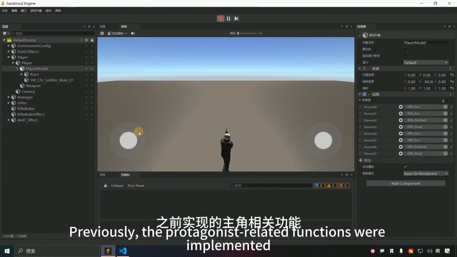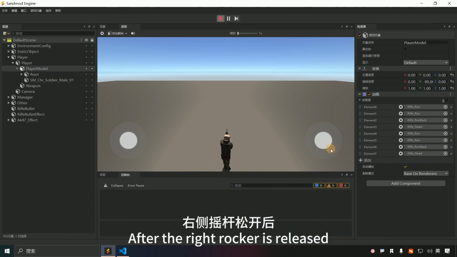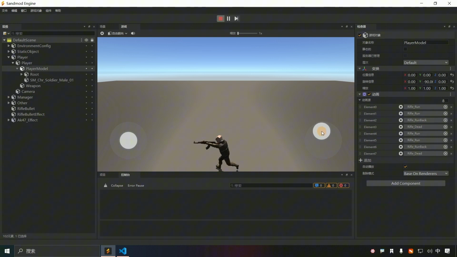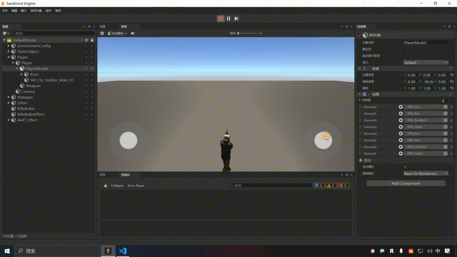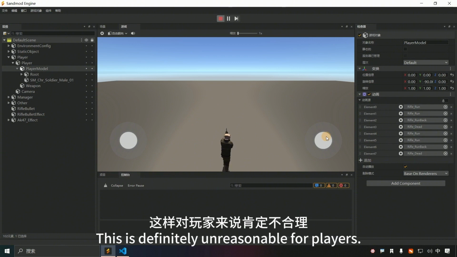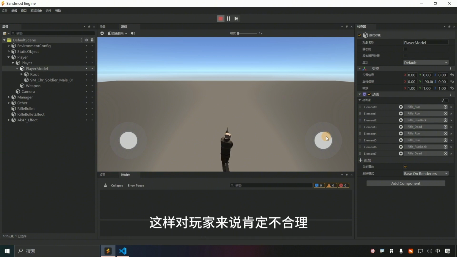Previously, the protagonist-related functions were implemented. We discovered that after the right joystick is released, the player faces and reverts to the original direction. This is definitely unreasonable for players.